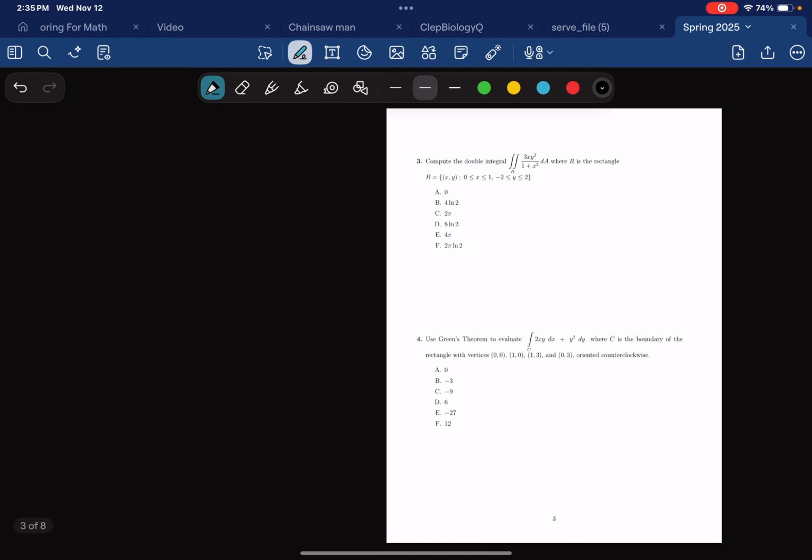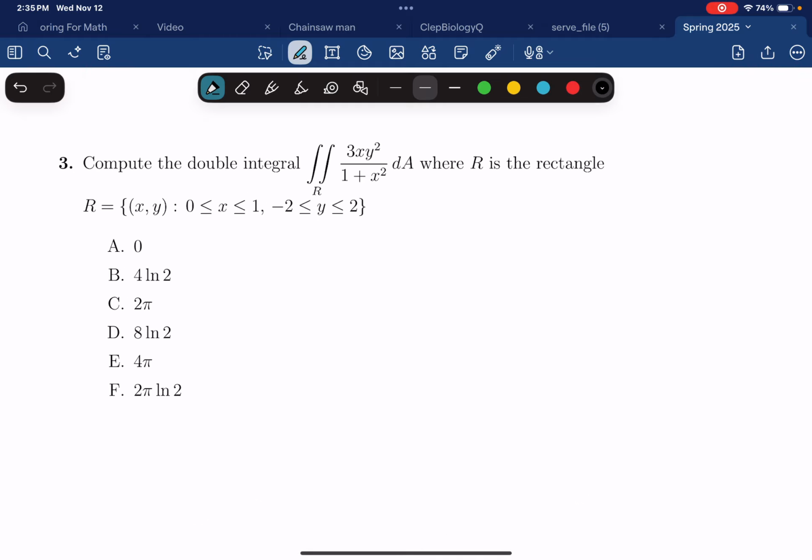All right, so number 3: compute the double integral of 3xy squared over 1 plus x squared dA, where R is this rectangle here. What we're going to do right now is set up our integral. I'm actually going to evaluate y first, so it'll go from -2 to 2, 0 to 1, 3xy squared over 1 plus x squared dy dx.